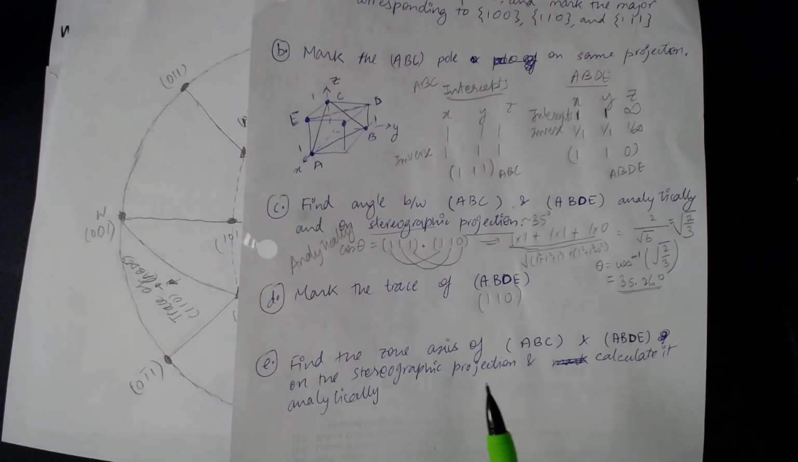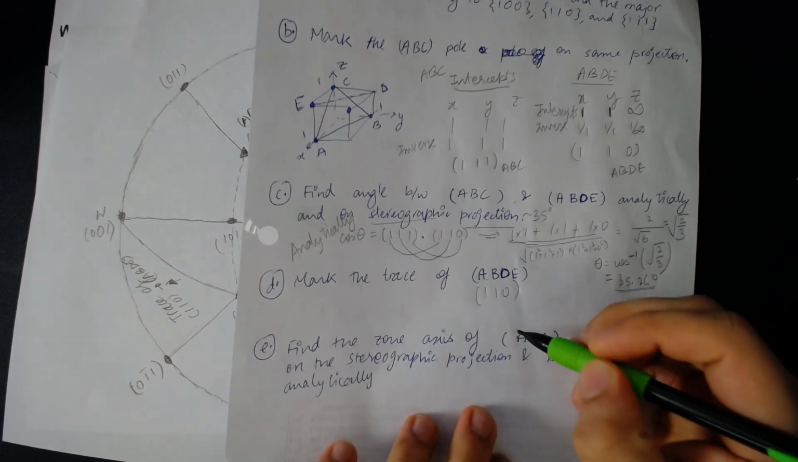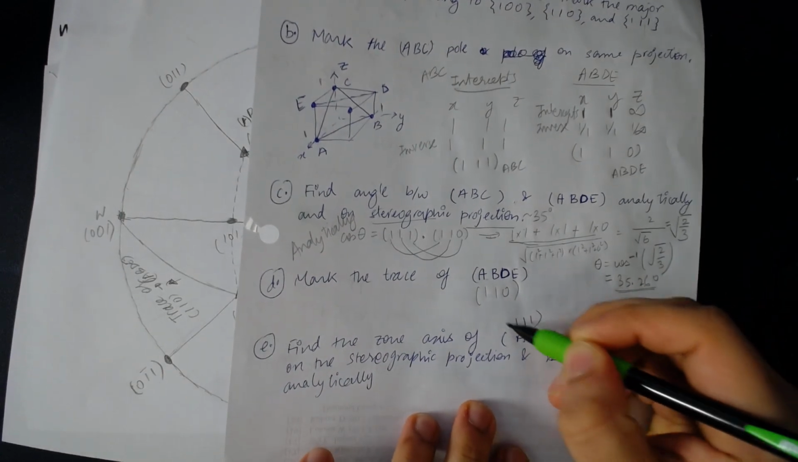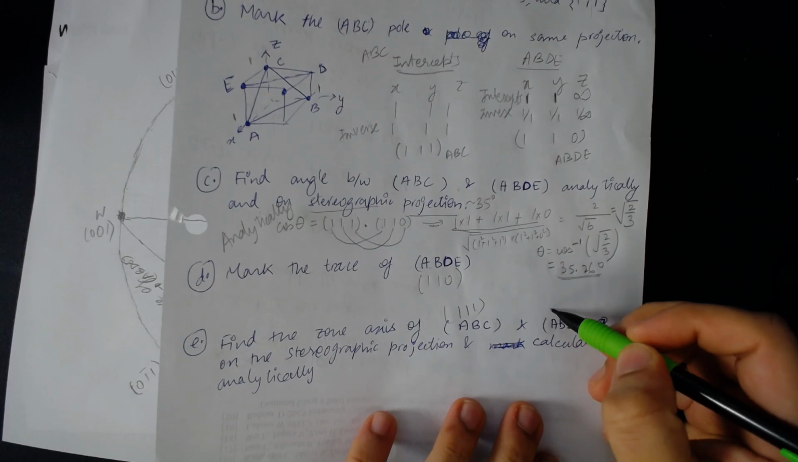So after the trace, now you have to find the zone axis of ABC and ABDE. And just to reiterate, ABC was 111 and ABDE is 110.